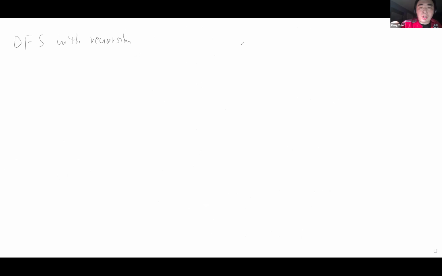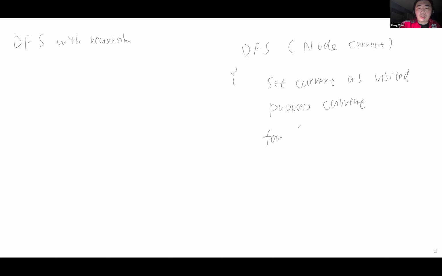Think about it, you have some function called DFS here. You're accepting a node as the current. Essentially, first you set current as visited, then you process current. Then, same thing for all neighbors of current.